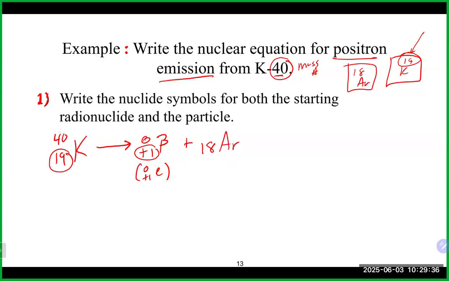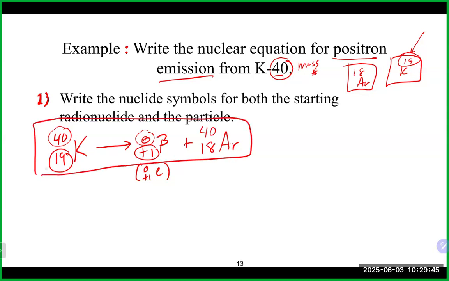We'll do the same thing up on top. We got 40 on the left and 0 on the right. So obviously 40 minus 0 is 40. And now we would have obviously our balanced equation.